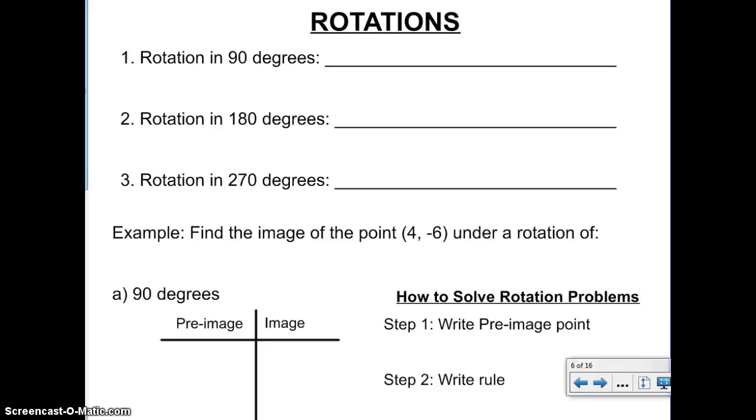Hey there again, geometry students. We've done translations, we've done reflections. Let's take a look at rotation.